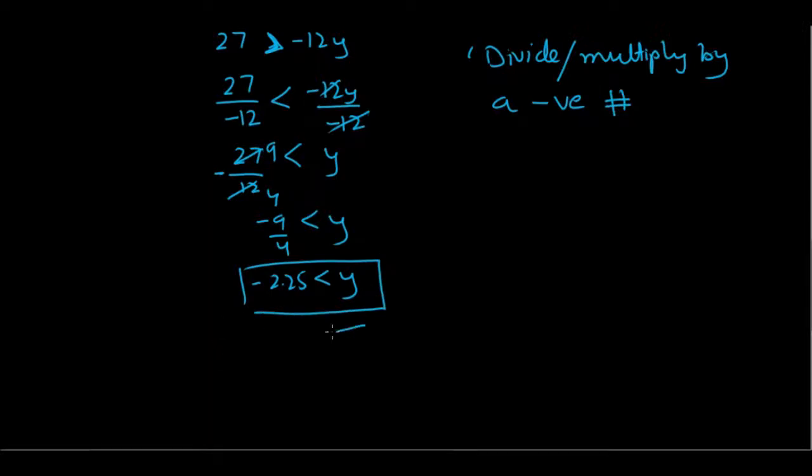So I'm reading it in this direction now, which you can do too. You can say y is greater than negative 2.25, or you can say negative 2.25 is less than y. I also want to show you how this can be represented on a number line. So let's say this is our number line.